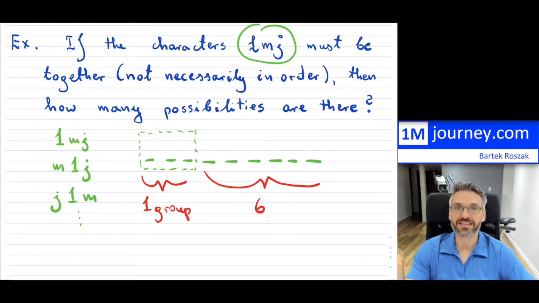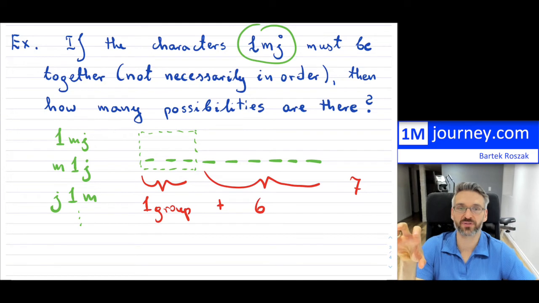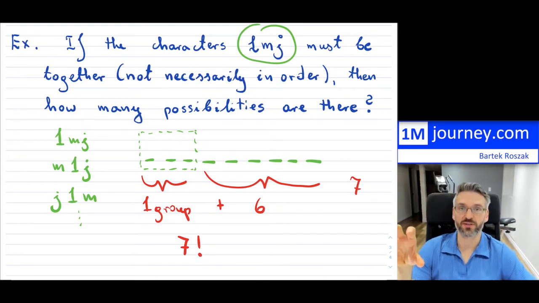So instead of having 9 possibilities in total, now I really just have 7 total, which is 1 plus the 6, because those 3 have to be together. Okay, so how can I arrange this? This is going to be 7 factorial.